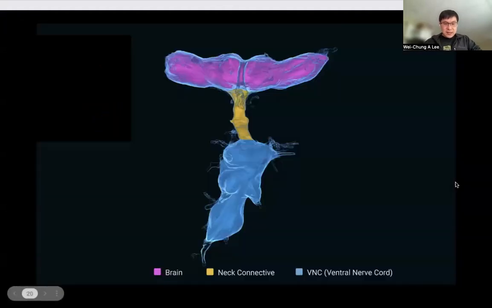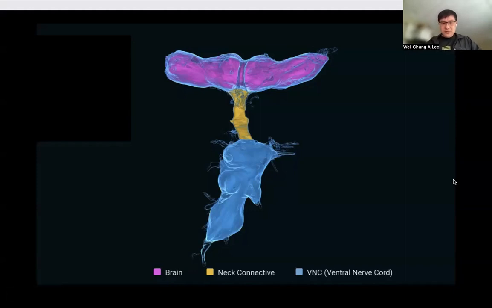What makes this data set unique is that it is a connected brain and nerve cord, right? And so we have the whole set of ascending and descending neurons intact. What is in orange here, or gold, is the neck connective, and that's where the ascending and descending neurons project through.